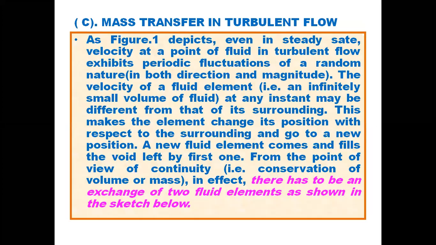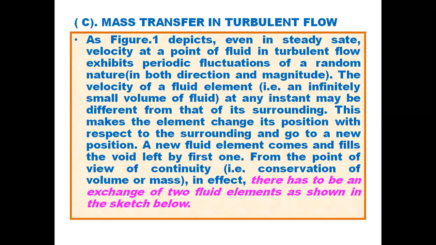Steady state velocity at a point of fluid in turbulent flow exhibits periodic fluctuation of random nature in both direction and magnitude. Velocity of a fluid element at any instant may be different from that of its surrounding. This makes the element change its position with respect to its surrounding and go to a new position. A new fluid element comes and fills this void.